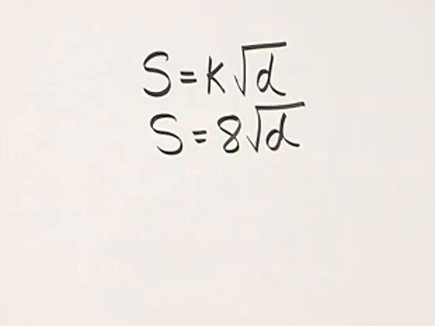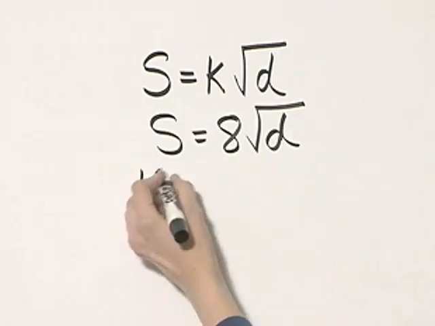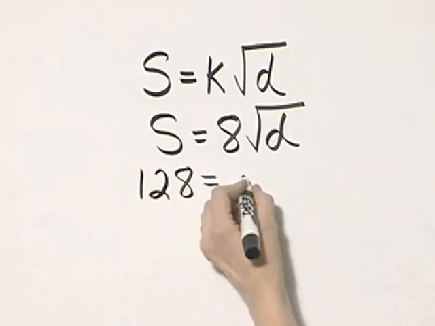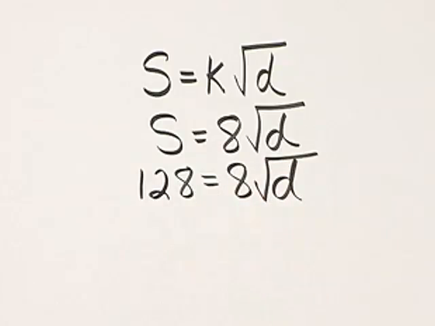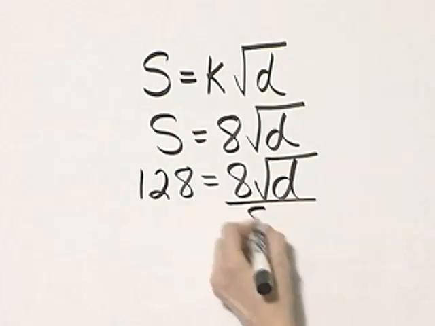Now we want to find the height of a cliff if a dropped anvil hits the ground at a speed, so that's a speed of 128 feet per second. The speed is 128 feet per second, and we want to know the height or the distance D. So let's solve this. I'll divide both sides by 8.